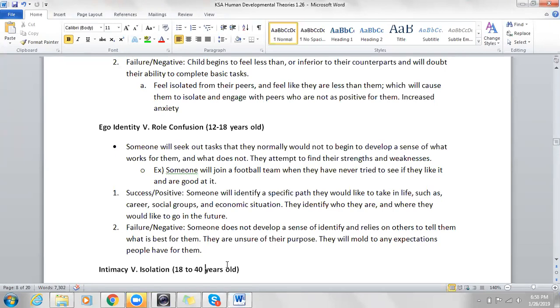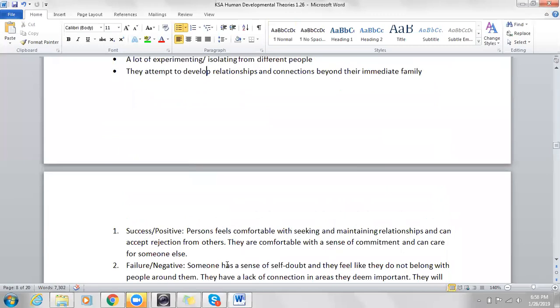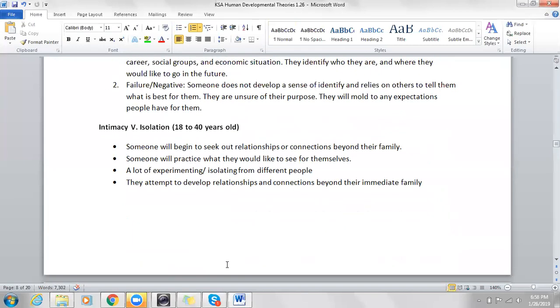So then that leads us into intimacy versus isolation, which is the ages of 18 to 40. And this is where someone will begin to seek out relationships or connections beyond their family. So someone will practice what they would like to see for themselves, meaning they may engage in a relationship with this particular person, or they may try this type of career or take courses in this subject area.